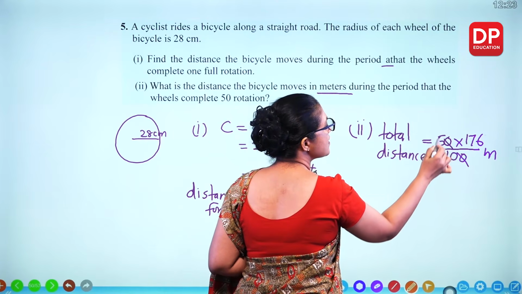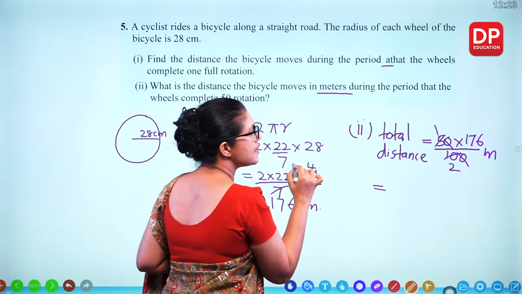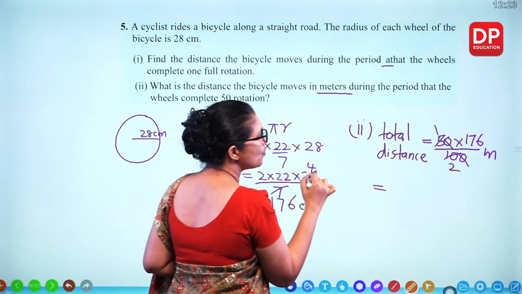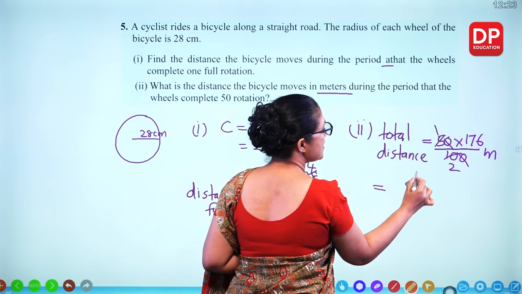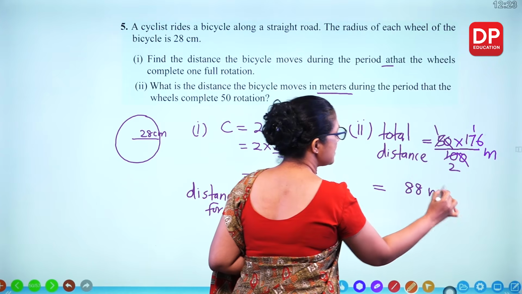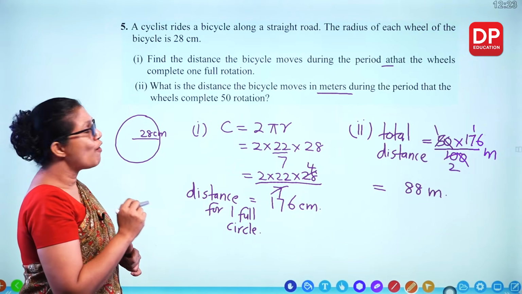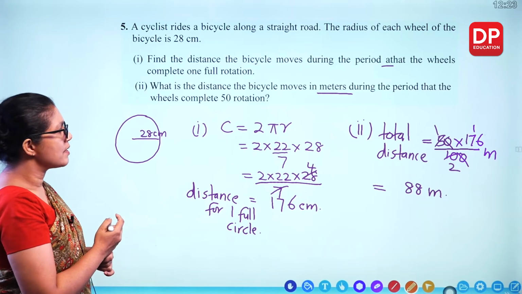The two zeros get cancelled out. 5 times 2, so 176 divided by 2. 2 times 8, 16. So 88 meters is the total distance travelled for 50 rotations.